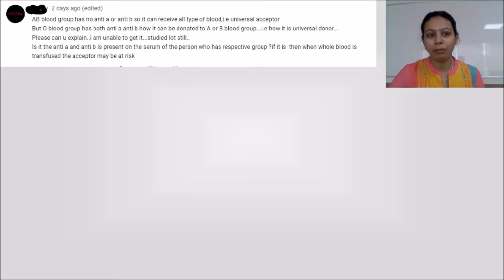This is Dr. Rajni, and today I come up with an explanation about this comment. This is a small confusion amongst my viewers: that AB blood group has no anti-A or anti-B, that's why it is known as a universal receiver, whereas the blood group O, which does not have any antigen, will be a universal donor. What actually anti-A and anti-B define is a bit confusing for the ones who are just new to this field. So I'm just explaining this.